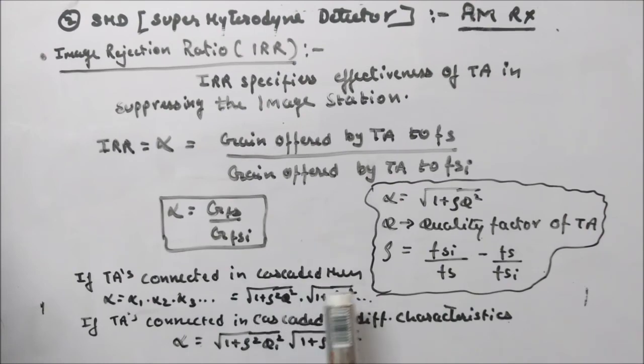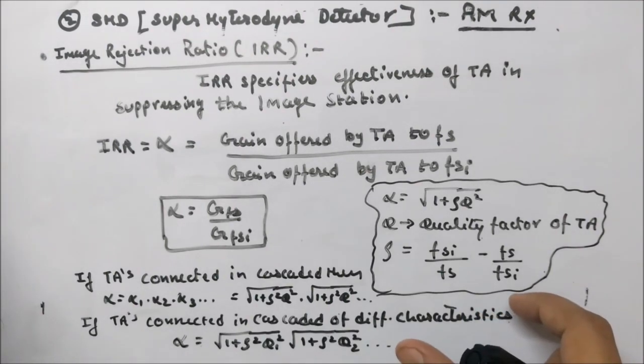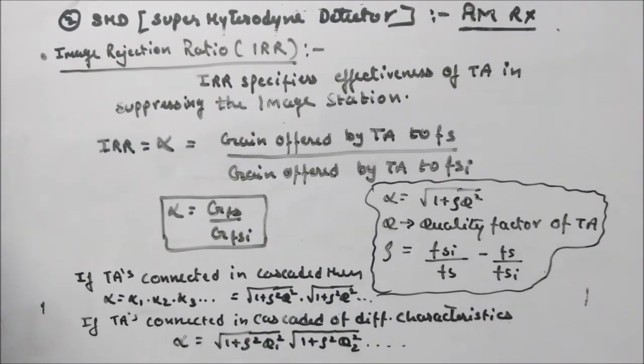If the tuned amplifiers have different characteristics, then the quality factors will be different, and then you can define it this way: alpha equals the square root of 1 plus rho squared q1 squared, into the square root of 1 plus rho squared q2 squared, and likewise it can go on, depending upon how many tuned amplifiers you have connected in cascade. So this is for first, second, third, fourth, like this. That is how you define image rejection ratio. So I hope you got a clear picture of how to suppress image frequency.